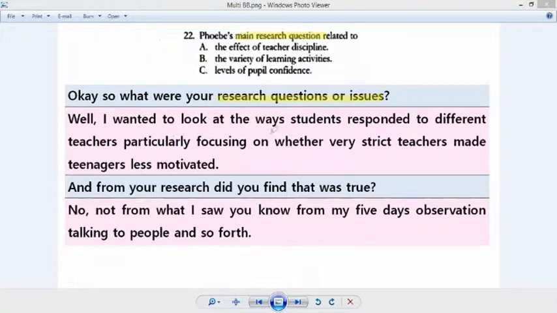Well, I wanted to look at the ways students responded to different teachers, particularly focusing on whether very strict teachers made teenagers less motivated.